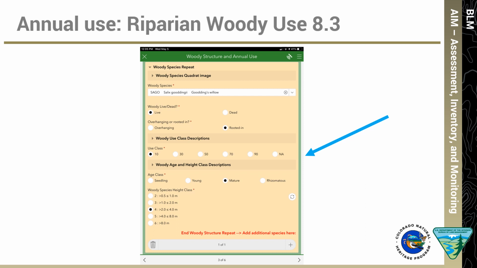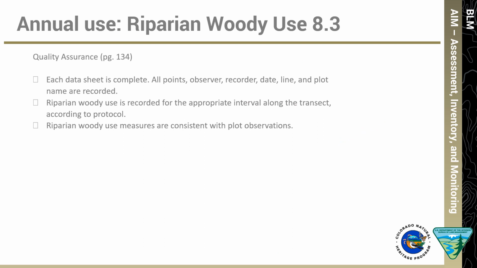There are several measures you can take to ensure quality data collection. These quality assurance steps for riparian woody use are also listed in the protocol at the end of section 8.3. Please review these steps during and after a sample event.